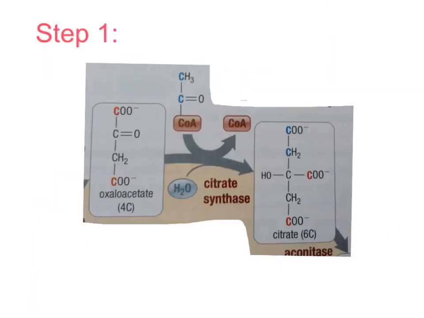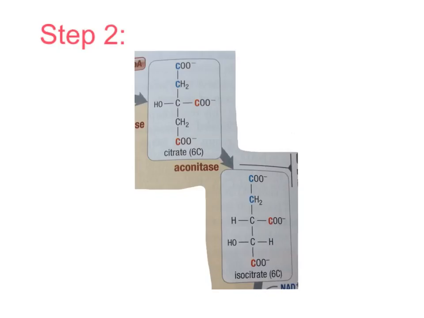The acetyl-CoA reacts with oxaloacetate, which already exists in the matrix, to form citrate. The CoA is then removed. This reaction is catalyzed by citrate synthase. The citrate then rearranges into its isomer isocitrate. This reaction is catalyzed by the enzyme aconitase.